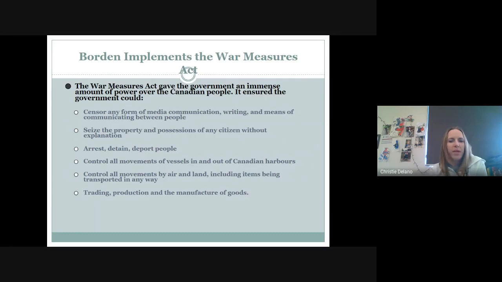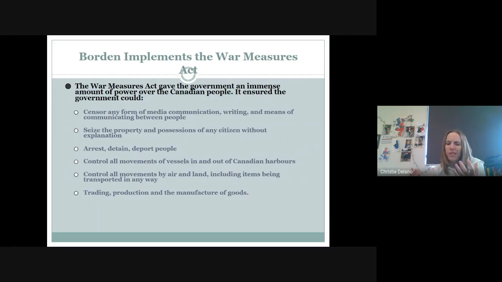They could seize property and possessions without explanation. And they're going to do this to a number of different people. They could arrest or detain or deport you for no reason, without charge, without trial. They controlled the movements of the harbors, right? Vessels coming in and going out. They controlled movements by air.